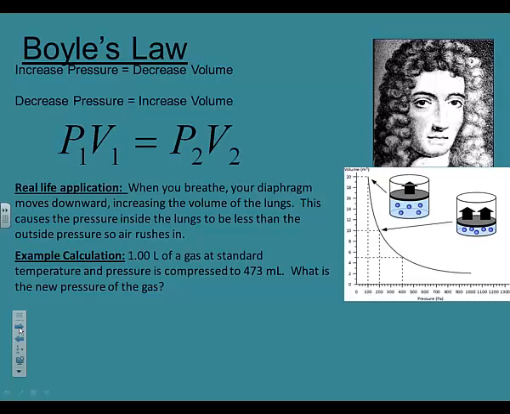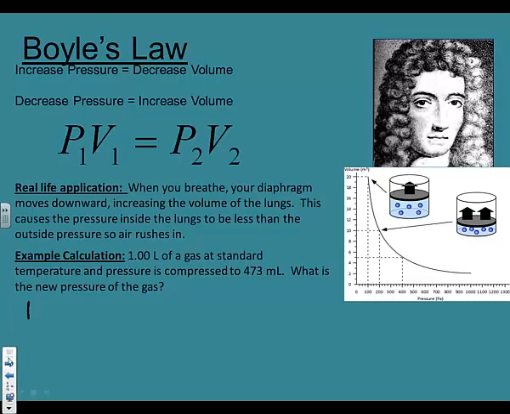So in this problem, you're told that temperature remains constant. You're given 1 liter of a gas at standard temperature and pressure, and it's compressed to 473 milliliters. What is the new pressure of the gas? First thing to keep in mind, pressure and volume are inversely related. That means as we increase pressure, we're going to decrease volume, and vice versa. So whatever change I make to pressure, it's going to be the opposite to the volume. So keep that in mind as we look through these problems.